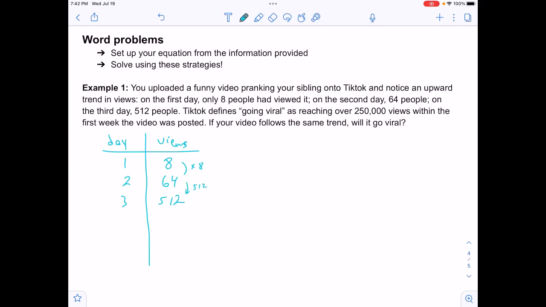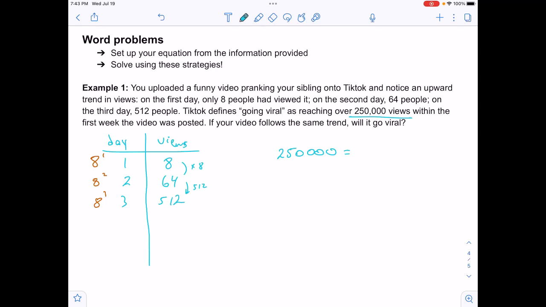Okay, so what we're actually working with here is exponents, where we have 8 to the power of 1, 8 to the power of 2, 8 to the power of 3, etc. Now, the equation that we would set up here is we said, well, we need the total number of views to be 250,000.